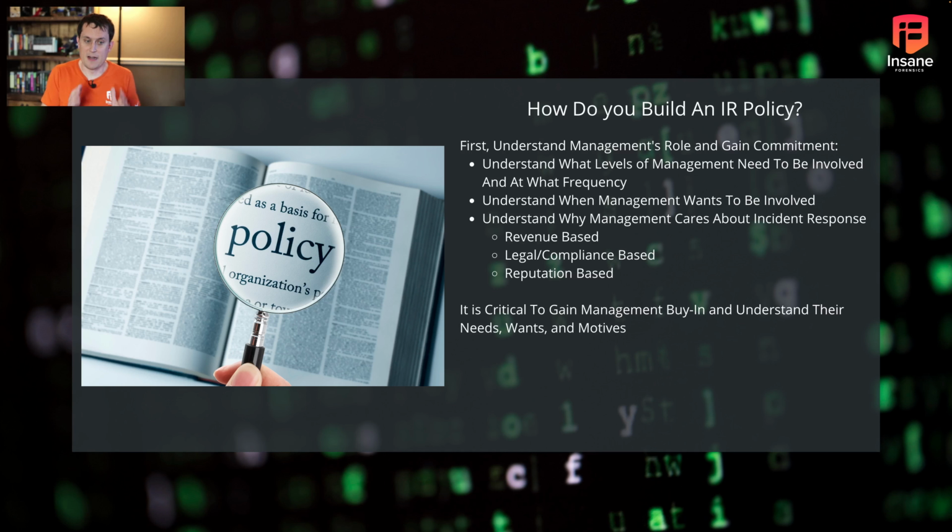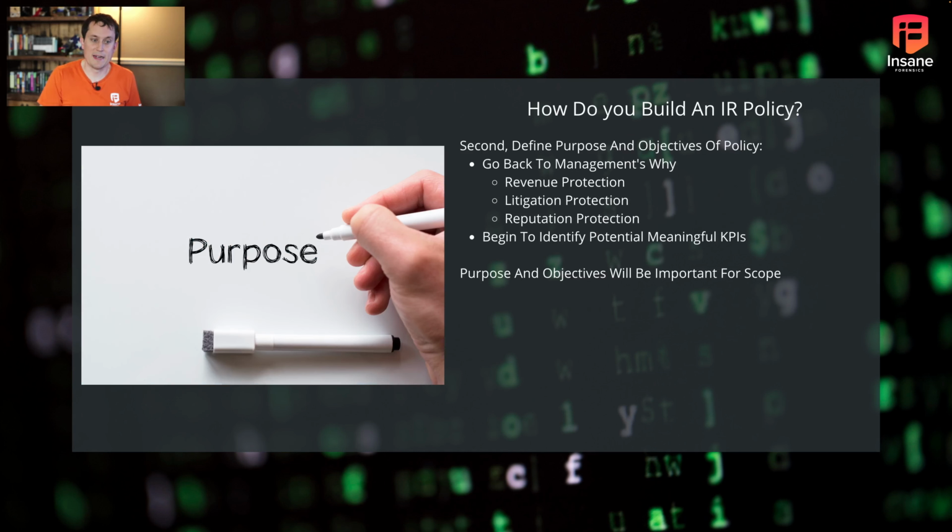So defining that out is important, because this first step will define the influences that play in your incident response plan. And it's important to understand their needs, wants, and motives, because as you actually write out the IR policy, you need to make sure that those are all intertwined in it and that you have that management buy-in.